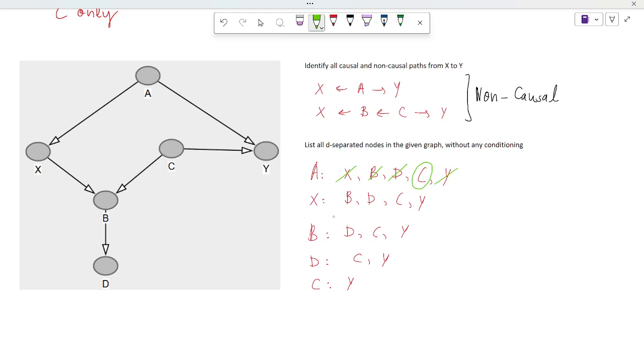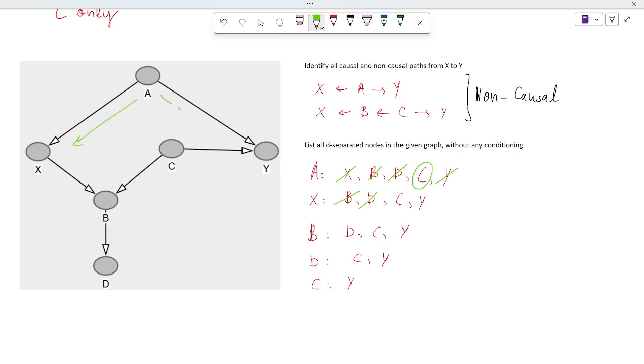All right, moving on, you have X and B. X and B are directly connected. Then you have X and D. They are connected through B via a chain structure, so they're not d-separated. Okay, then you have X and C. Now between X and C you have two possible paths. This is the first one. It goes through B. So if you condition, sorry, we're not conditioning on B right now. And since we're not conditioning on B, we know that this is a blocked path.